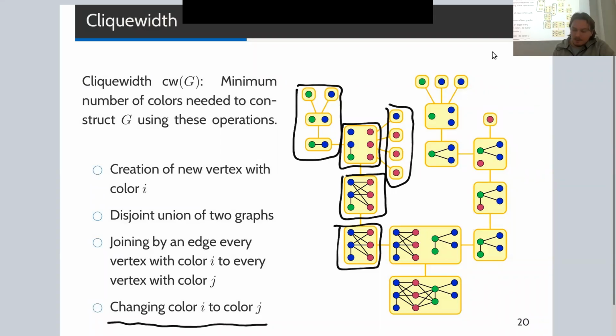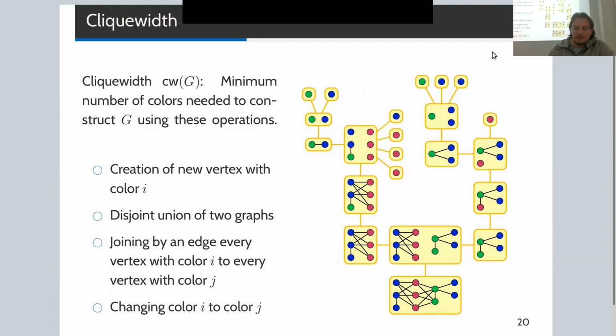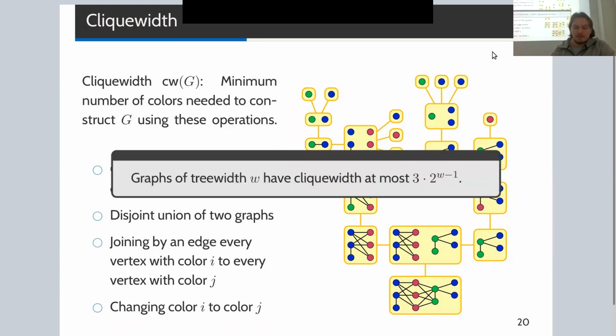On the right side, we can do similar kinds of operations, and in the end, we get our output graph. Since we only used, I think, 3 colors, we would say that the clique width of this graph is 3. And why is clique width nice? The first nice thing about it is that graphs of bounded tree width also have bounded clique width. If the tree width is w, then the clique width is at most some exponential function of w.